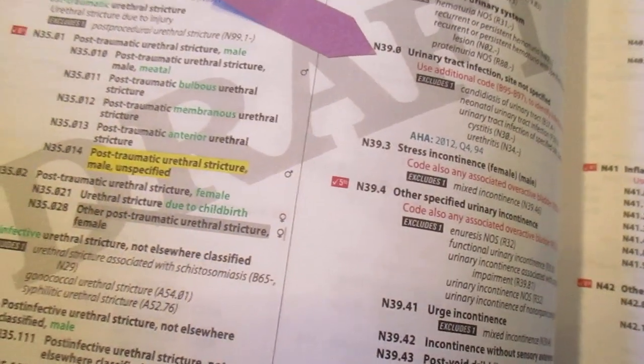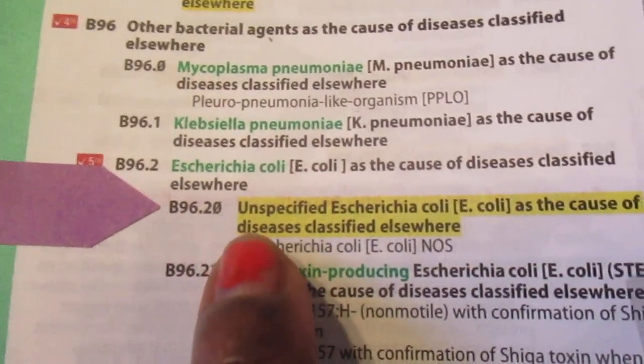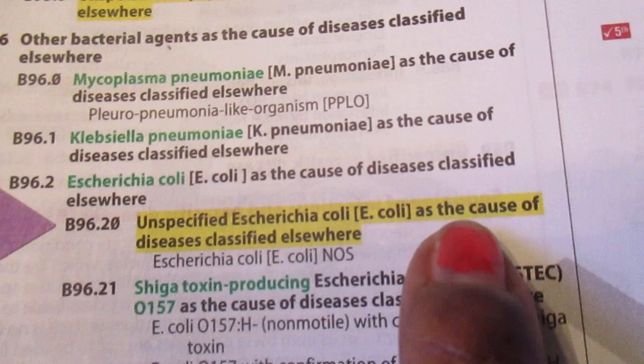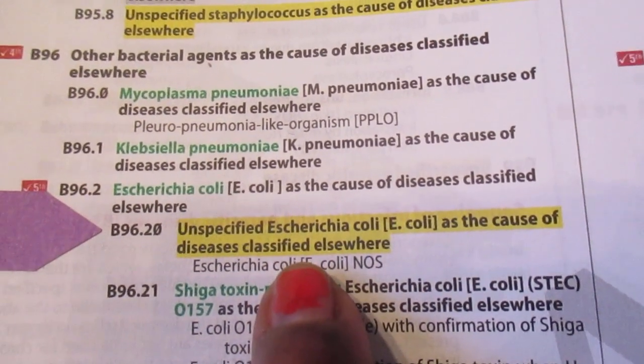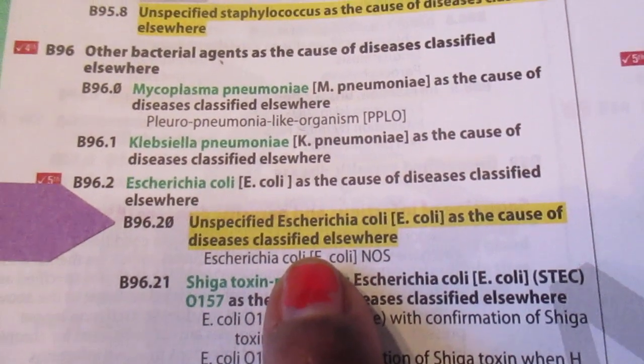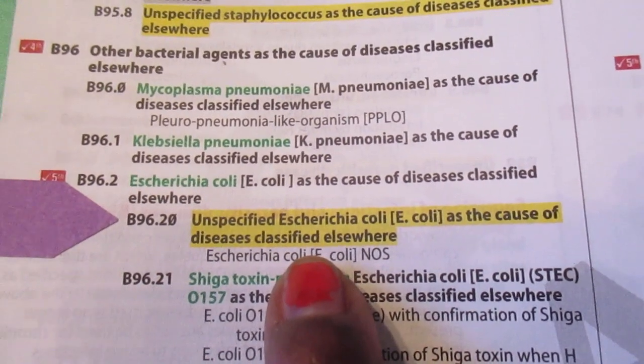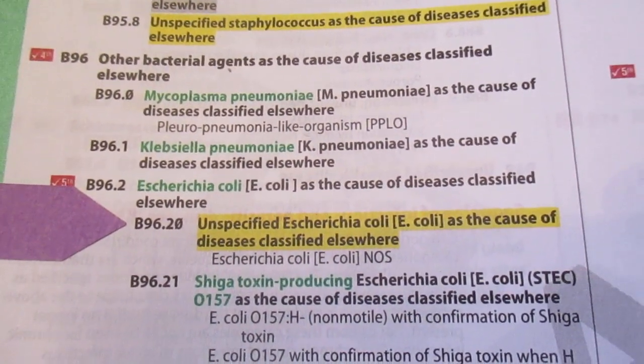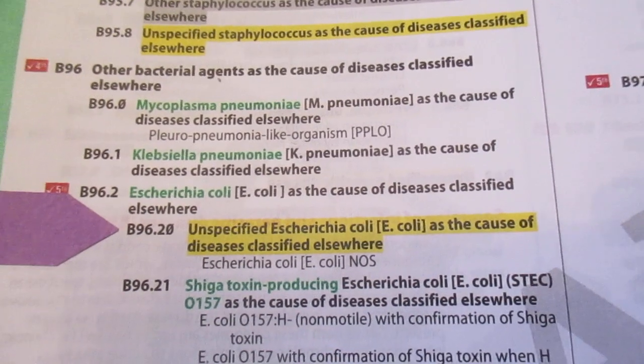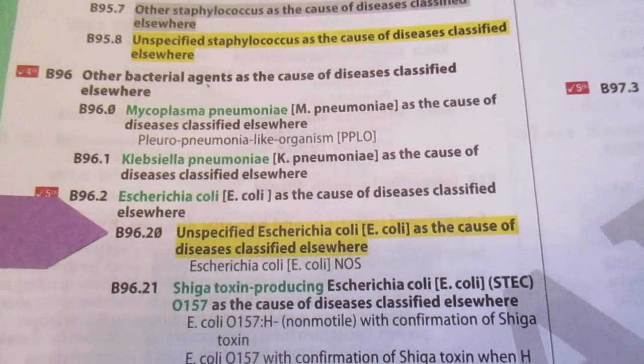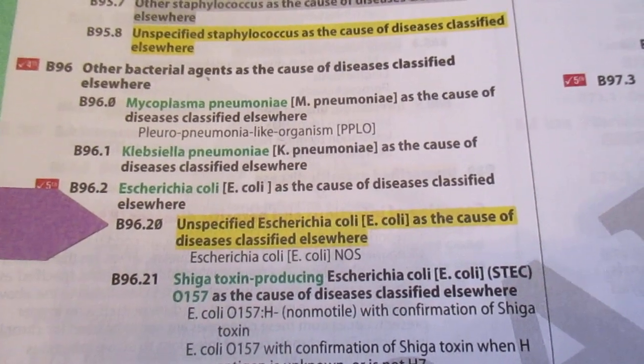So then I refer back here, verifying in my tabular, of course, B96.20 says unspecified E. coli as the cause of disease classified elsewhere. Exactly what I needed to say. So in order to appropriately code UTI due to E. coli, it will be N39.0 and B96.20.